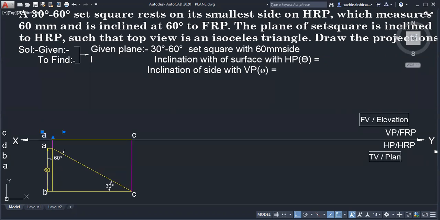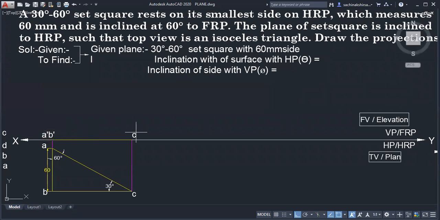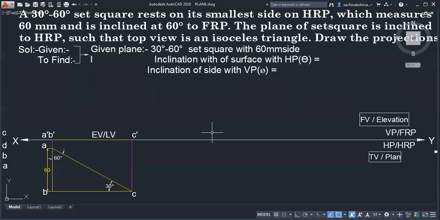Okay, so here you can view A dash B dash point will be here. Similarly here, point C. Then edge view or line view. So this is our first step for the problem. Up to this, please complete it. So generally, this is our first step to draw true shape and edge view or line view. So this is our true shape.